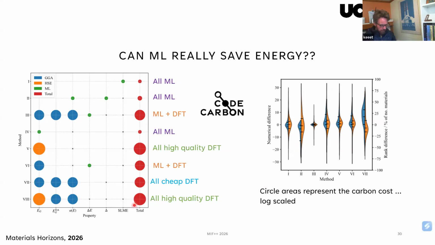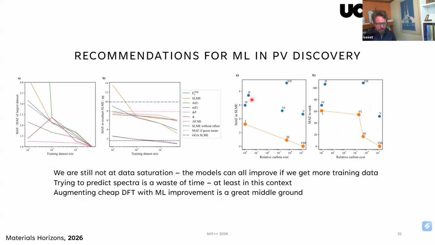And here on the left, we essentially have a bunch of different discovery processes. The highest carbon emission one here is all high quality DFT, so all hybrid DFT calculations. And then there's other things: you can do all GGA DFT. You can do machine learning with some DFT, that is all high quality DFT as well. You could do it all machine learning. And you can see you get different footprints, and then we compare the accuracy.